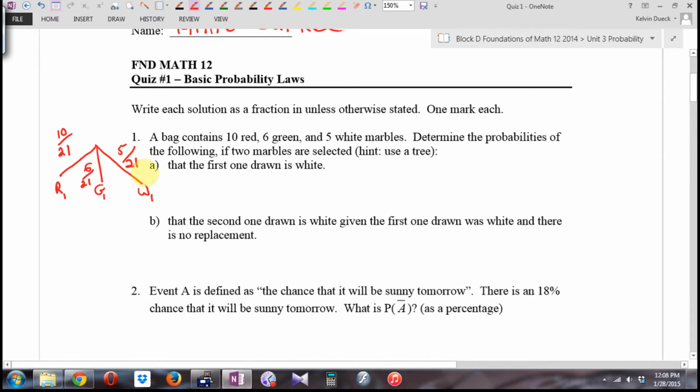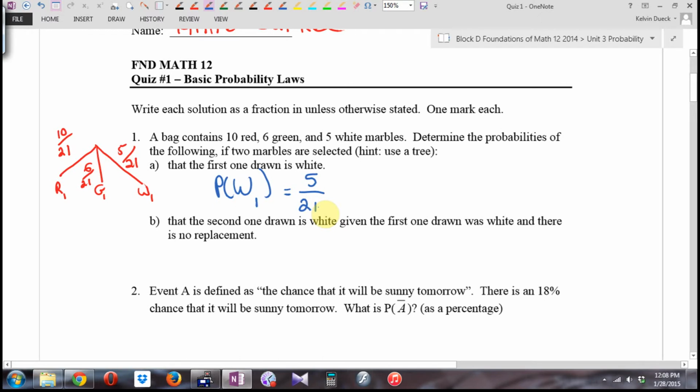Now, number 1A asks what's the probability that the first one drawn is white? This is saying the probability that you get a white on the first. That is 5 out of 21.